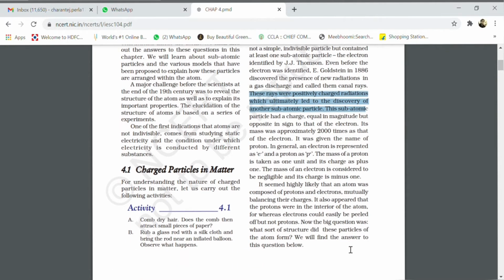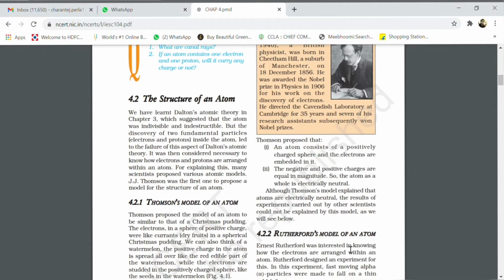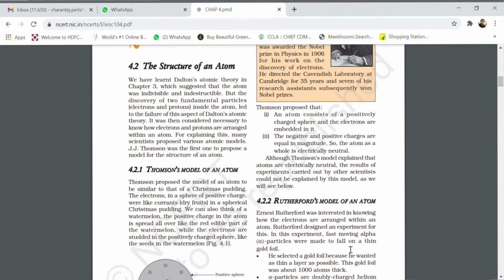Many scientists gave theories about the model of the atom. We are going to learn about the first model of the atom, J.J. Thomson's model, who discovered the electron. He gave the model of the atom with the example of a Christmas pudding, in which positively charged fruits are spread in the pudding, and electrons are embedded in it.